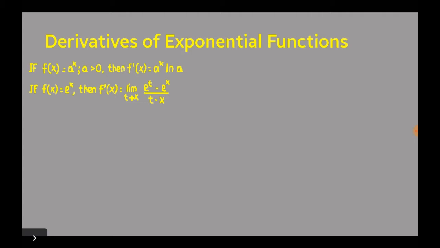If f of x equals a to the power of x, a greater than 0, then f derivative at x must be a to the power of x ln a. If f of x equals e to the power of x, then f derivative at x is the limit as t approaches x of e to the power of t minus e to the power of x over t minus x.